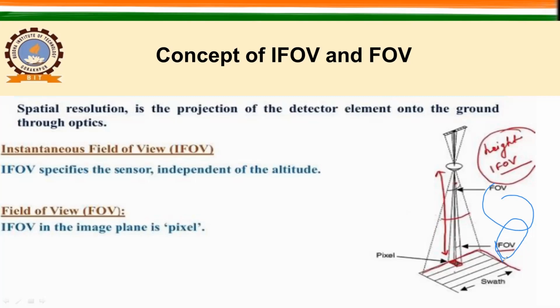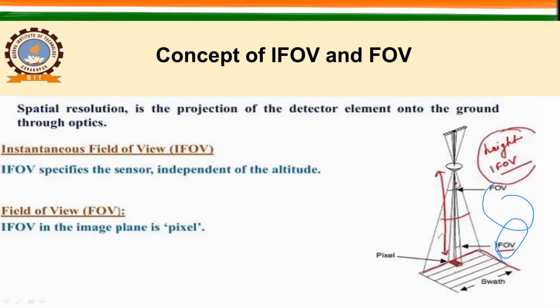Okay, so this is in connection to spatial resolution. Spatial resolution is the projection of your detector element on the ground through the optics, which I have already explained to you. But to make it clear, we have two terms: IFOV, instantaneous field of view, and FOV, field of view. IFOV is basically the angle of your detector.